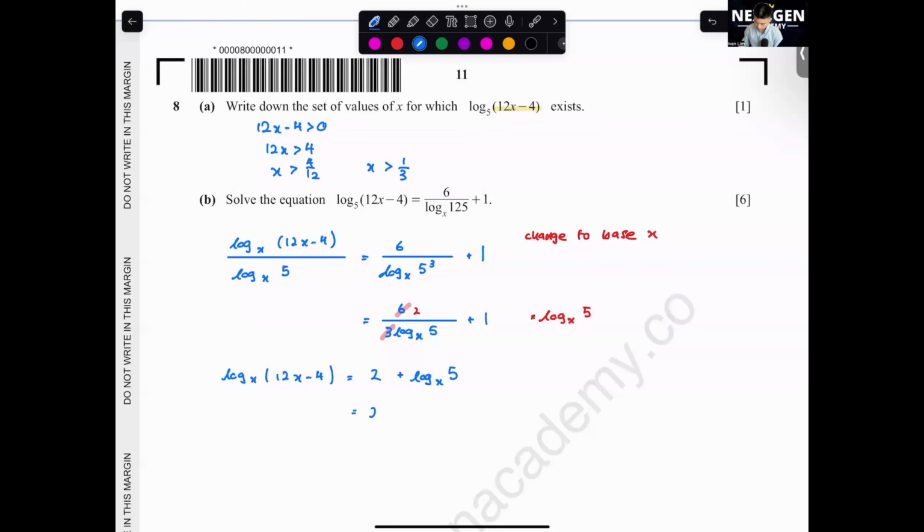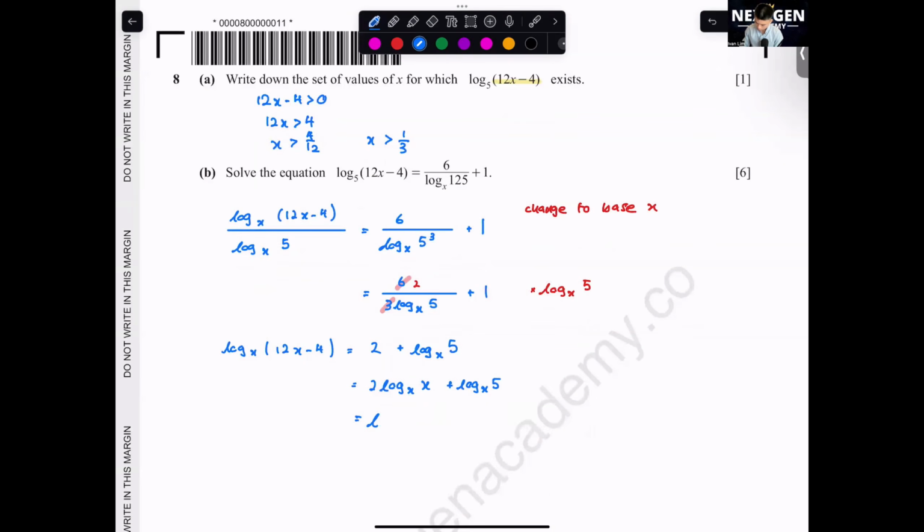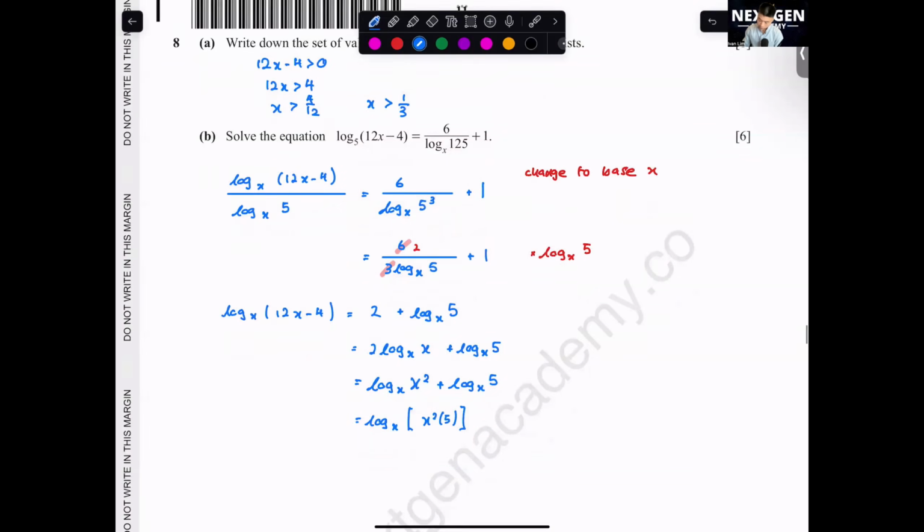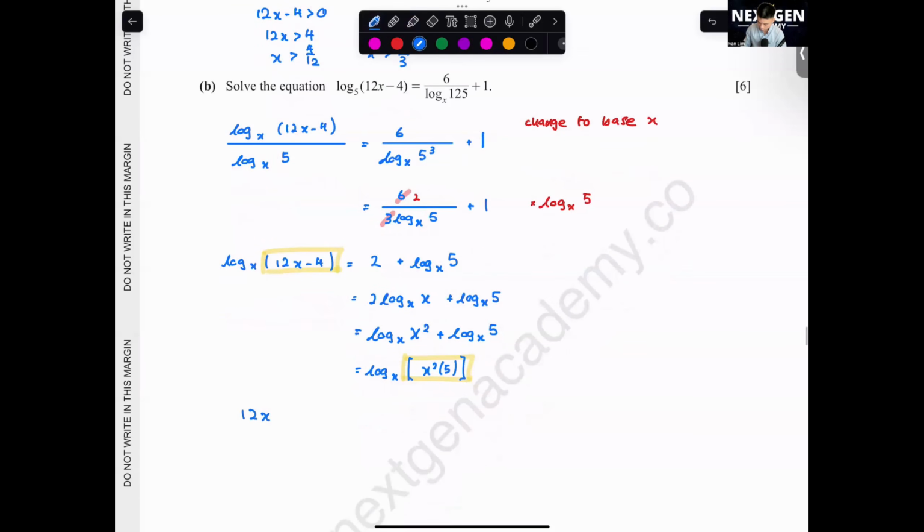Okay, this one we can join together. We can write 2 as log base x of x squared, plus log base x of 5. We multiply both of them: x squared times 5. Did we achieve it? Both sides got log base x. If both sides got log base x, we can compare both arguments with each other. So this will become 12x minus 4 equals 5x squared.